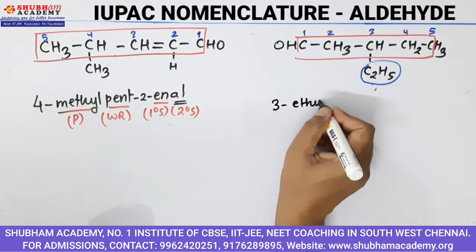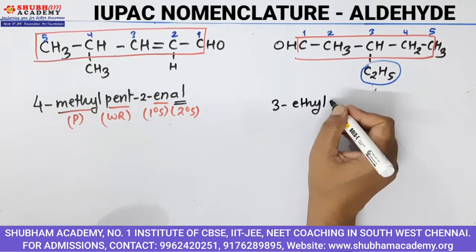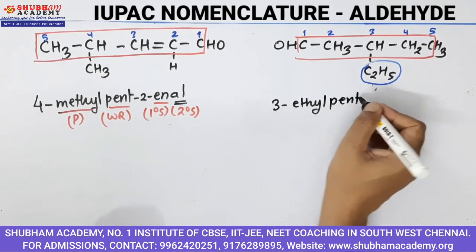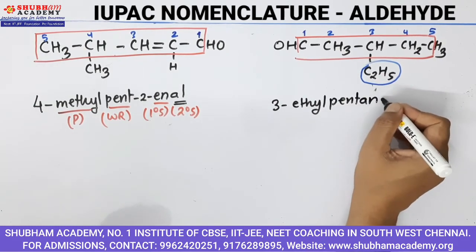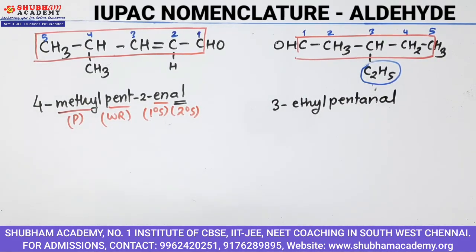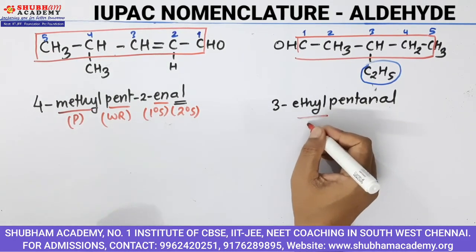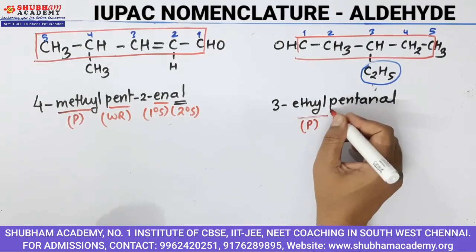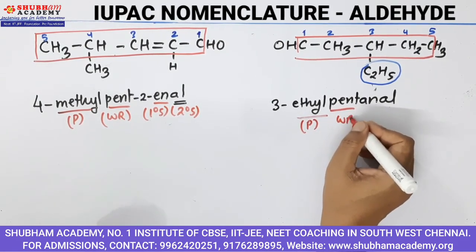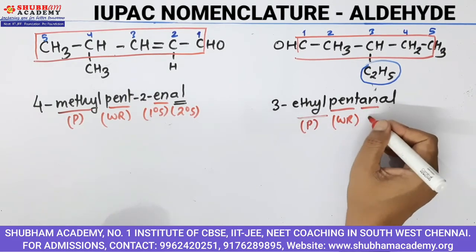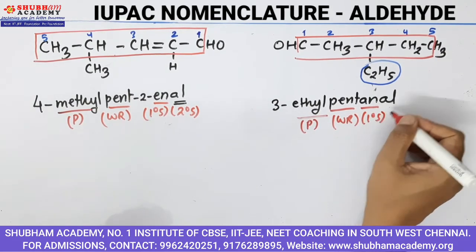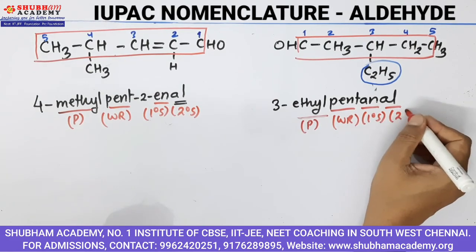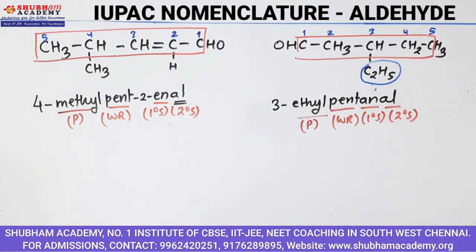3-ethyl pentane al. Okay. So ethyl is prefix, pent is word root, ane is primary suffix, and al is secondary suffix, right? So I hope this aldehyde group is clear to you.